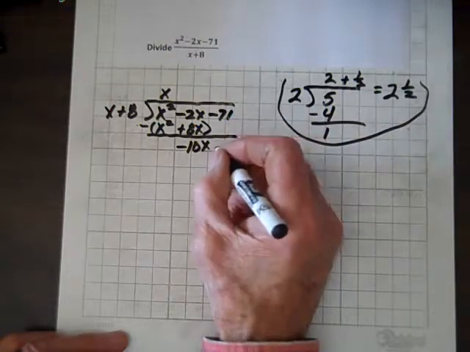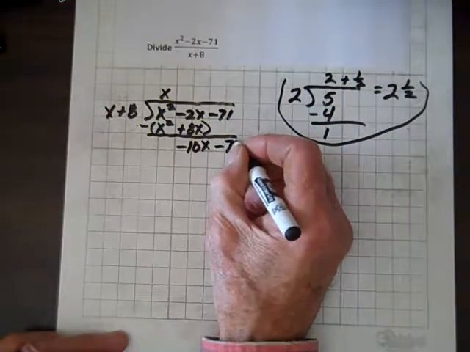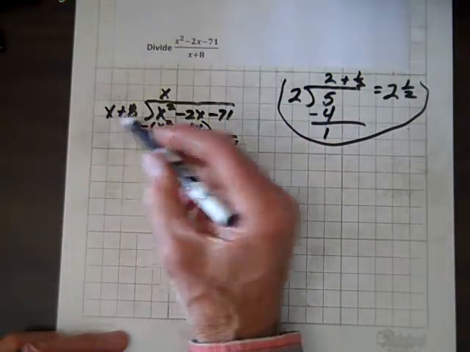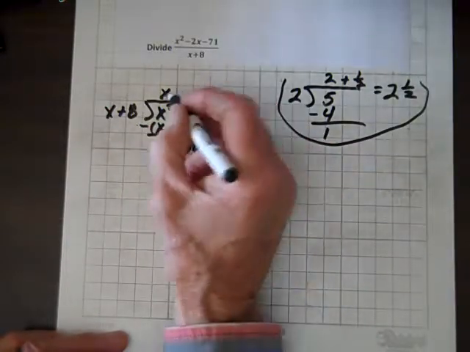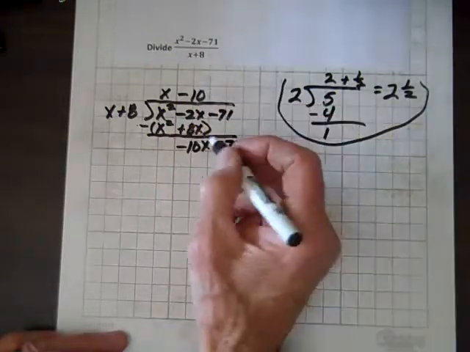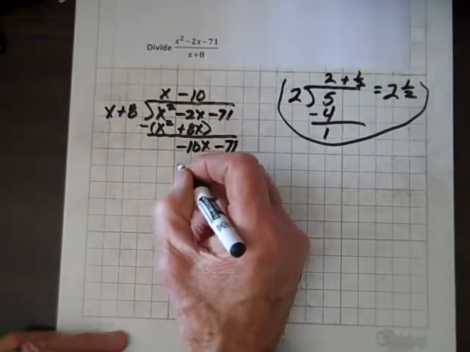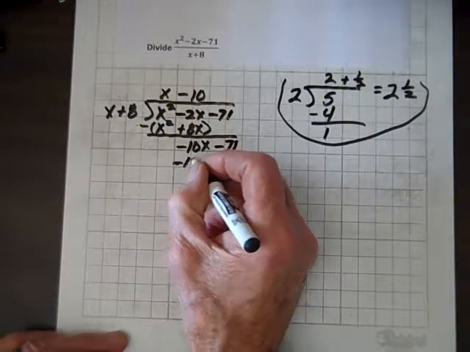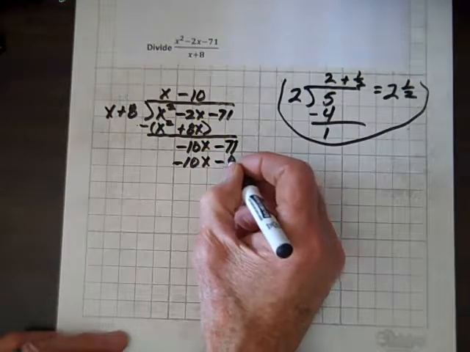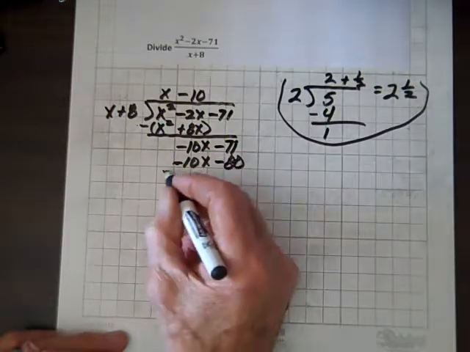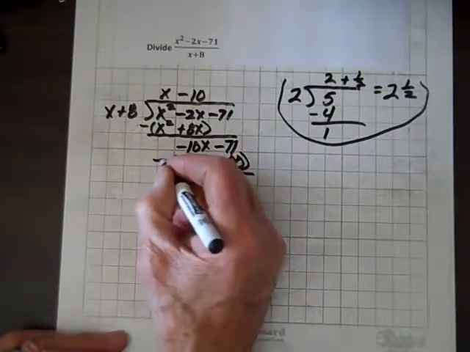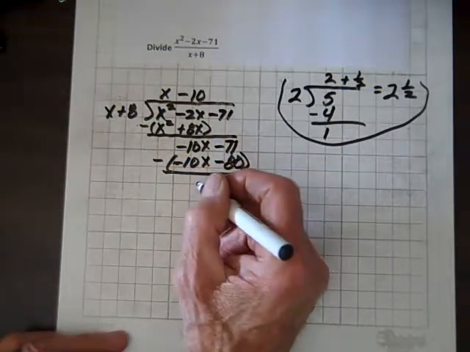Now we'll bring this guy down, minus 71. And now the question is, well, what do we multiply x by to get a negative 10x? Well, we've got to multiply it by negative 10. And so multiplying that by negative 10, we get negative 10x and minus 80. And then, as always, we subtract. So we change every sign.